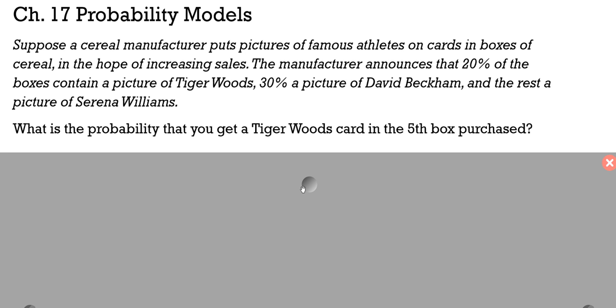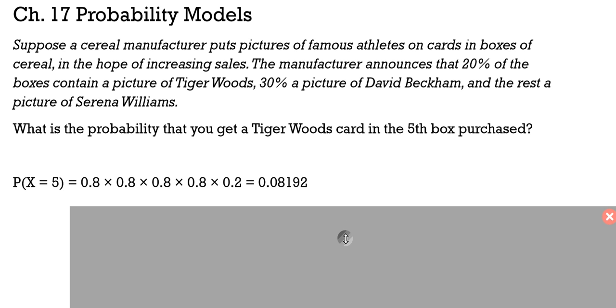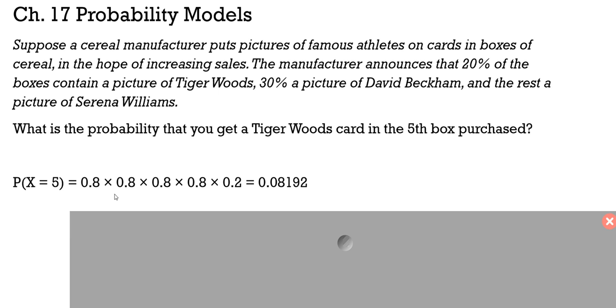And we know that the complement of that, not getting Tiger Woods, is 80%. So really what we're looking for here, and this is how we're doing this, is we're saying what's the probability that our Tiger Woods card occurs on trial number 5. And that'll make more sense in subsequent slides. But what we would do, based on what we already know about probability, is we'd say: not a Tiger Woods card, not a Tiger Woods card, not a Tiger Woods card, not a Tiger Woods, and then finally get a Tiger Woods card.